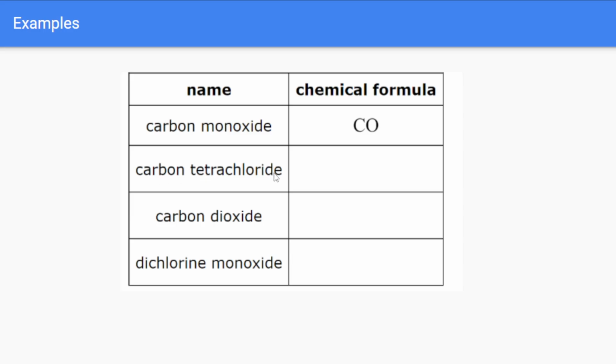Carbon tetrachloride, carbon tetrachloride. Carbon dioxide, carbon, di for 2, oxide. And then dichlorine monoxide. 2 is di, dichlorine monoxide.